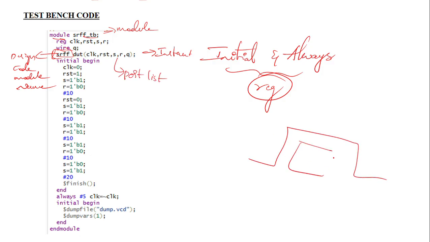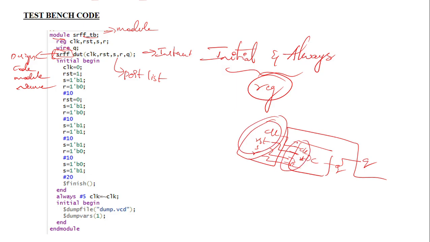So this is our design code. There is a clock, reset, S and R as inputs, and Q is our output. We have to connect these to the test bench variables. So what are the variables inside the test bench, and outside the test bench? They should be connected. We have to connect these wires, meaning Q is connected to the test bench Q. These are the variables of the test bench, and the variables inside are the design code variables. So we have to connect these two.